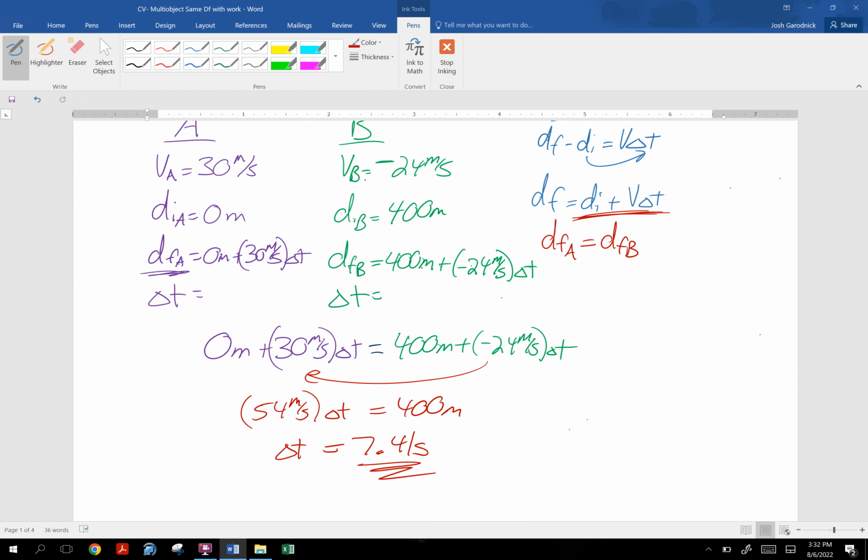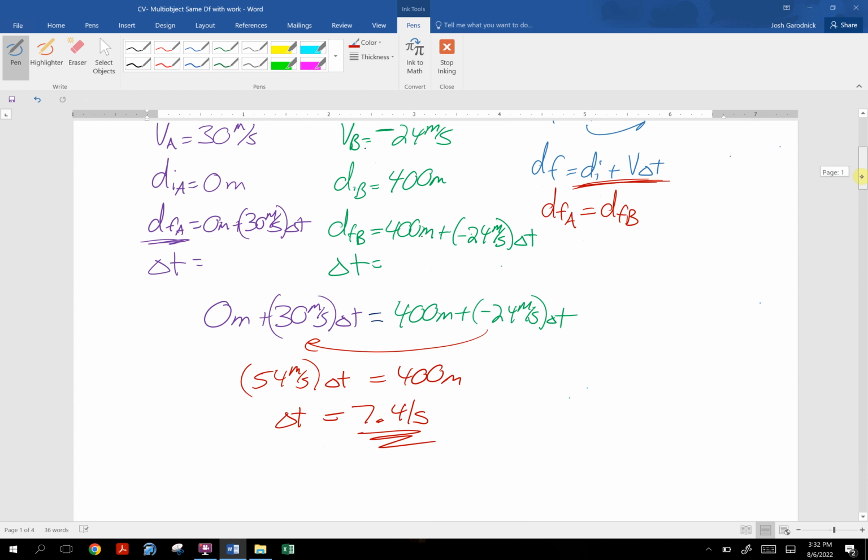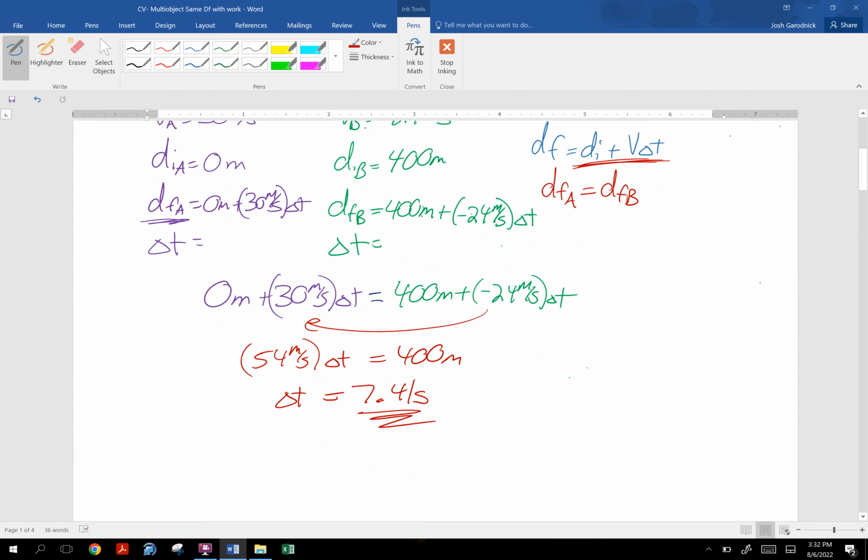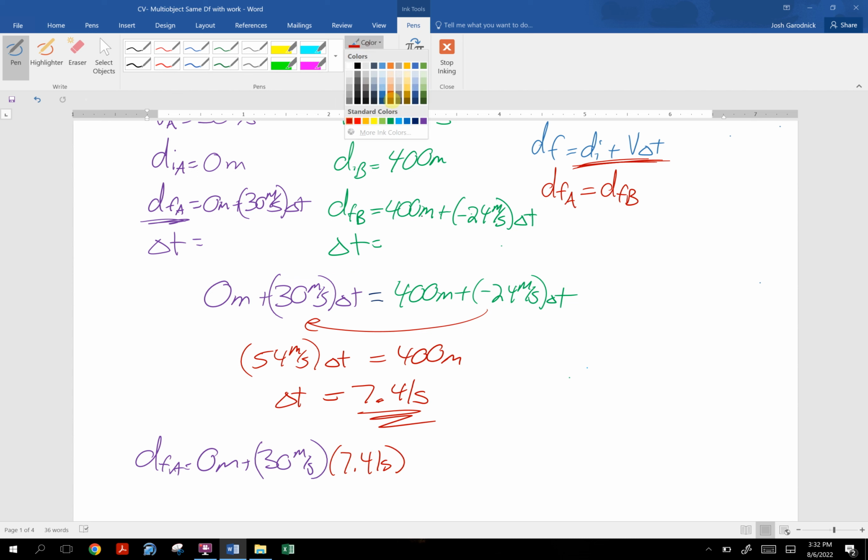Now, where is this position? Well, let's check our work. What's nice about writing this out and being organized, stressing being organized, is that I have expressions here for the final positions of each object. So let's sub that time back in and calculate the final position. The final position of A is simply 0 meters plus 30 meters per second times time. That time, which we just calculated, is 7.41 seconds, giving us a final position of 222 meters. Yes, there's some decimals, but I'm only keeping the first three numbers that don't start with 0.